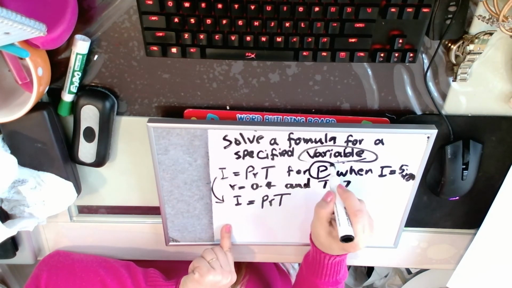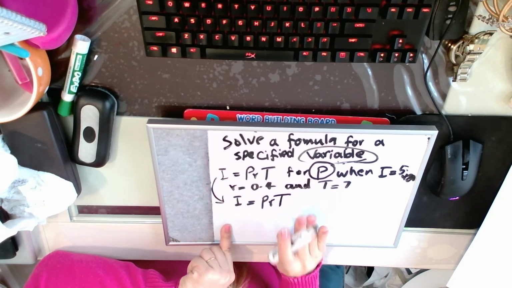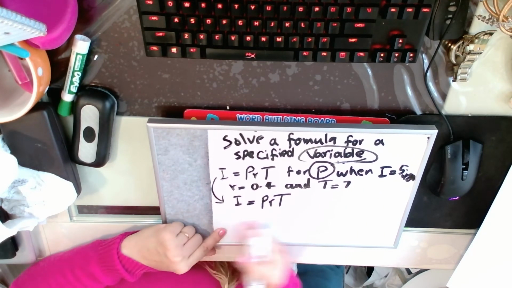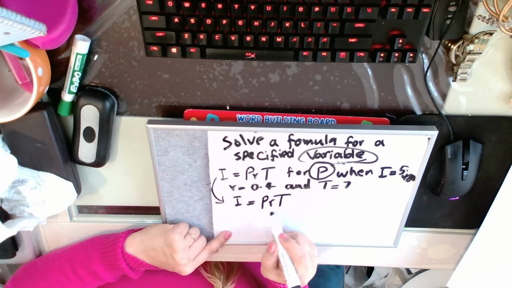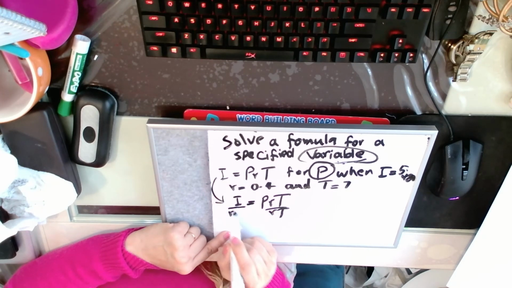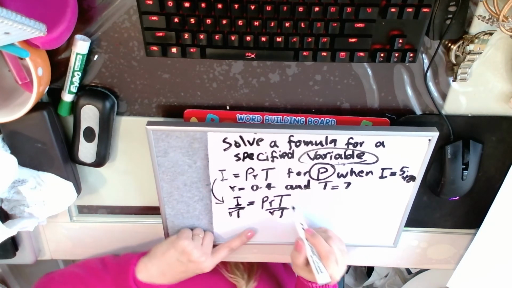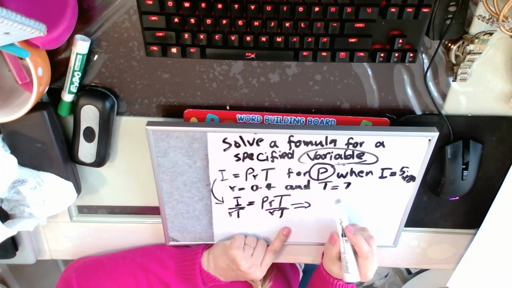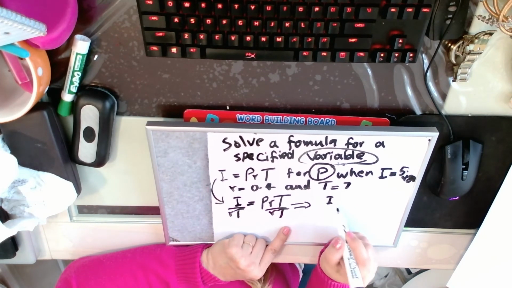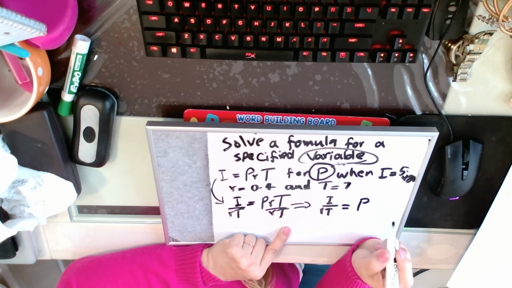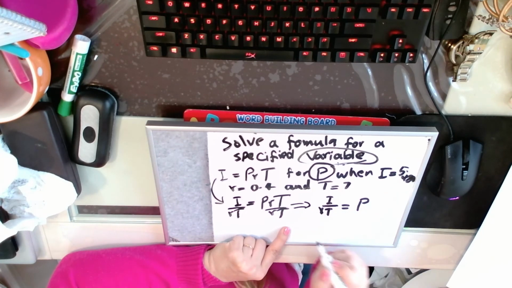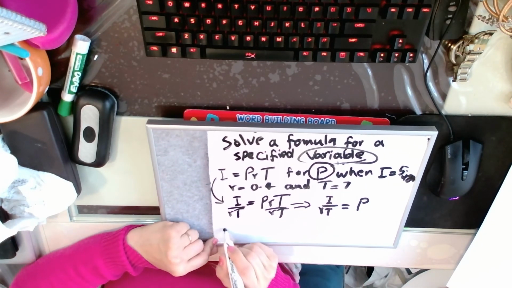They said for P, so we need P on one side and the other things on the other side. So you're gonna just divide by RT to get rid of it. Divided by RT, both sides. So it's gonna be I over RT equals P. And now just replace the numbers.